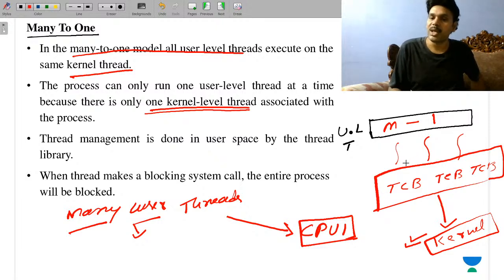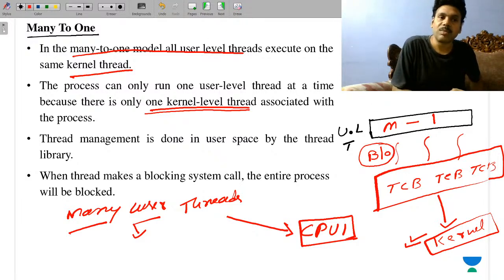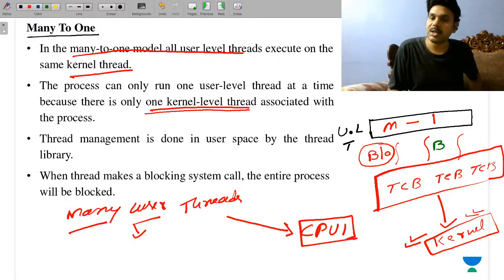What is the problem? If any thread issues a block system call, then, as I am using a single kernel level thread, automatically other threads are under what?